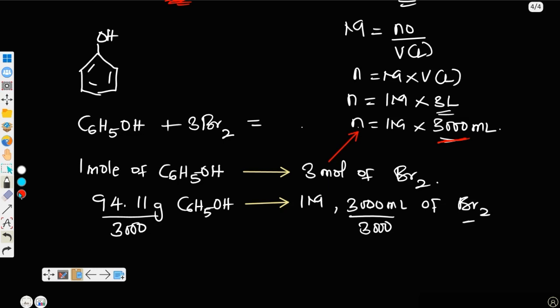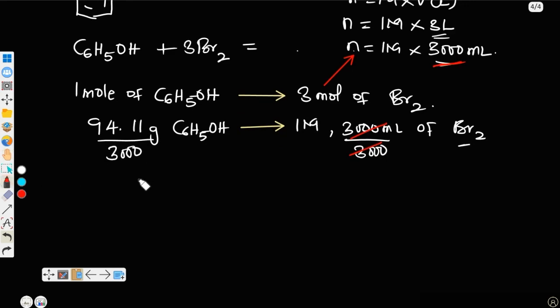Now at the end of the day, what do you think you are going to have? This cancels this, and you are going to have 94.11 divided by 3000. This will give us 0.03137 gram of C6H5OH equals 1 molar 1 mil of BrO2.